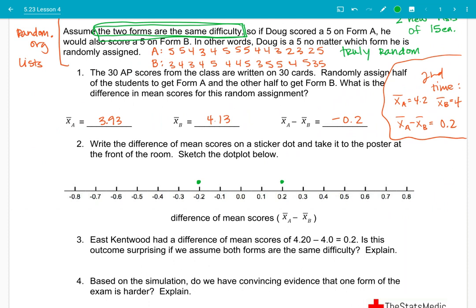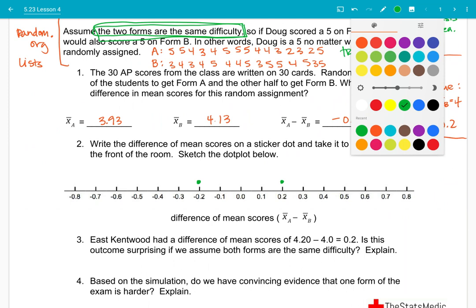I can keep doing this over and over again, okay? Odds are I will probably get dots to form a sort of a normal curve. What we're looking for is our difference in the mean scores in comparison to what Kentwood was claiming.